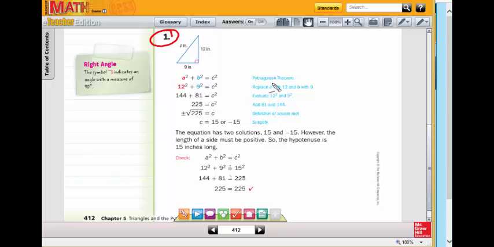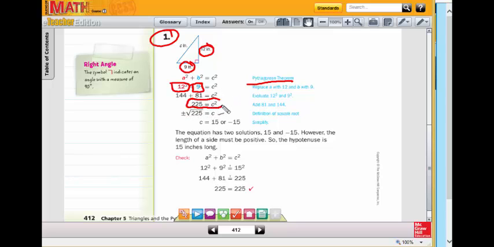Remember, the Pythagorean theorem states that a squared plus b squared is c squared. And our a and our b are always our legs. They meet at the right angle, so we have a leg of 12 inches and a leg of 9 inches. So we have 12 squared plus 9 squared equals c squared. Well, 12 squared is 144, 9 squared is 81, 144 plus 81 is 225, and that equals c squared.